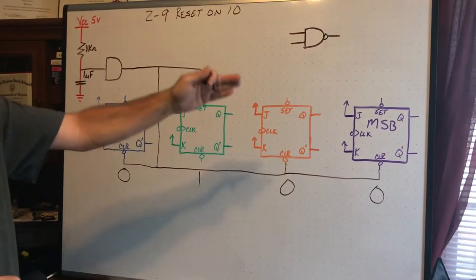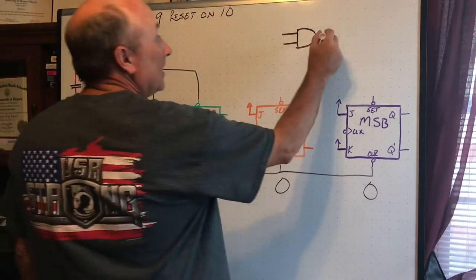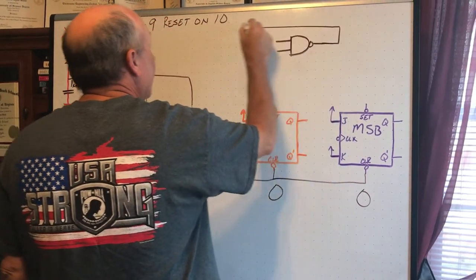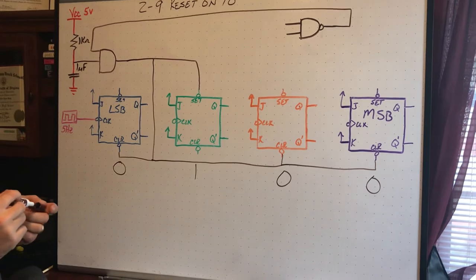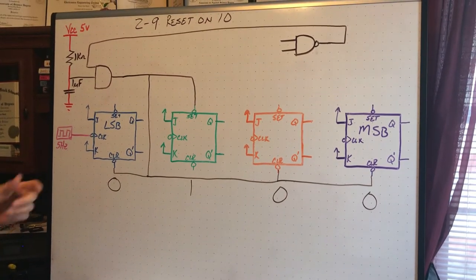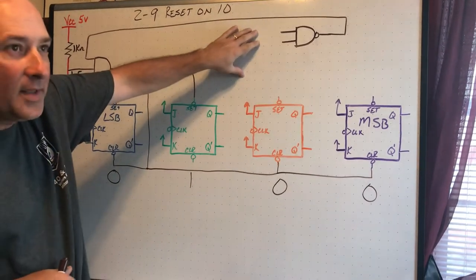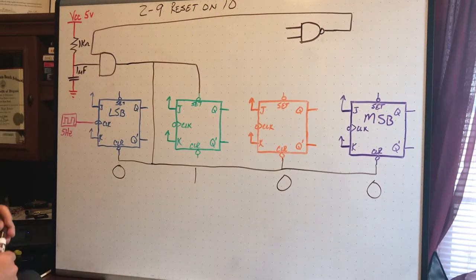And the way this NAND gate's going to tie in is, the output of my NAND gate is actually going to wind up being my second input on my AND gate. Now, where are we going to get the inputs? We'll get to that in a second.